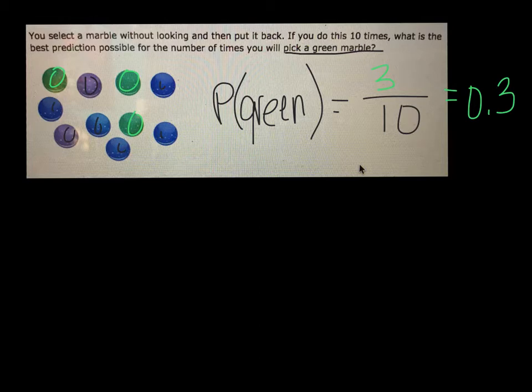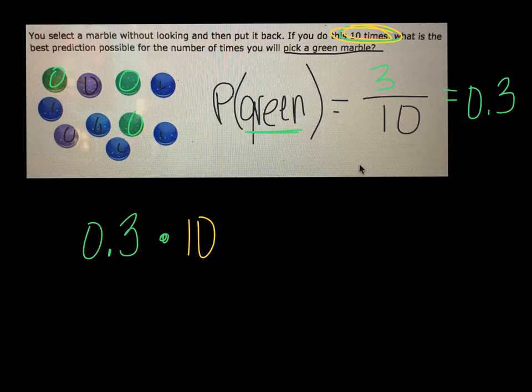step farther. So now that we found the probability of getting this green marble, we have to figure out how many times we would get it if we did this 10 times. So you take your probability of the green, so 0.3, and you just multiply it by the number of times you're doing that experiment, so 10 times. So once again, that's right where we're getting the 10 from.